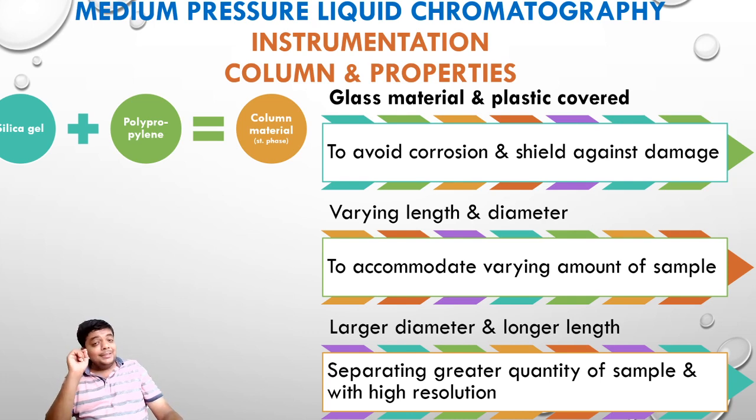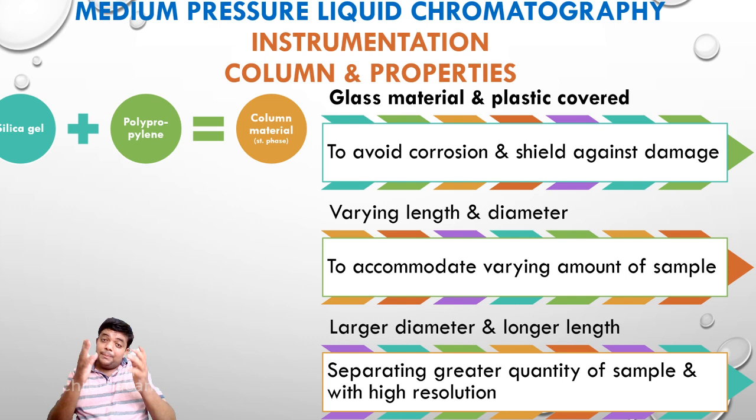The question is why? Separating a greater quantity of sample and with high resolution. If the length is more, resolution will be good. If the diameter is more, you will be able to load more quantity. That is the principle. That is the requirement behind MPLC.